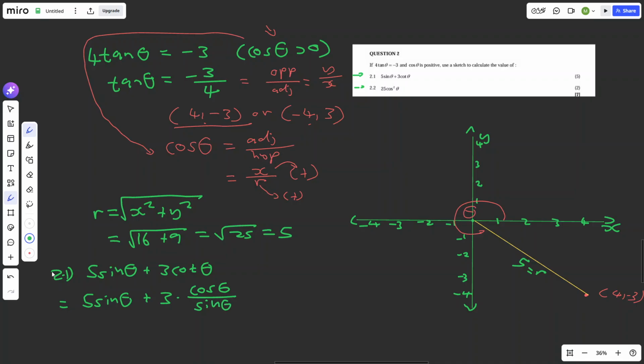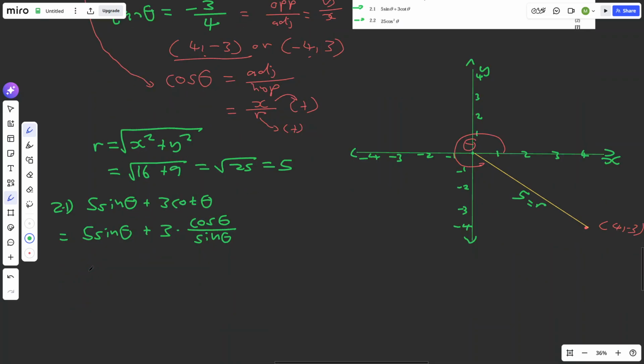Okay, so you need to know how to manipulate these formulas. So now in the next part, we need to find those individual values, right? So now let's see here. Let's do them here separately, right? So for sine of theta, what do we have? We know sine of theta is opposite, which is y, over hypotenuse, which is r.